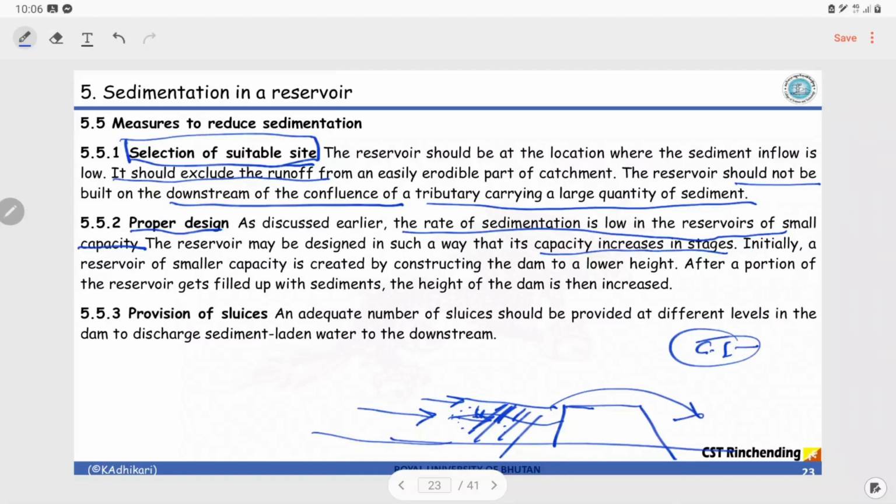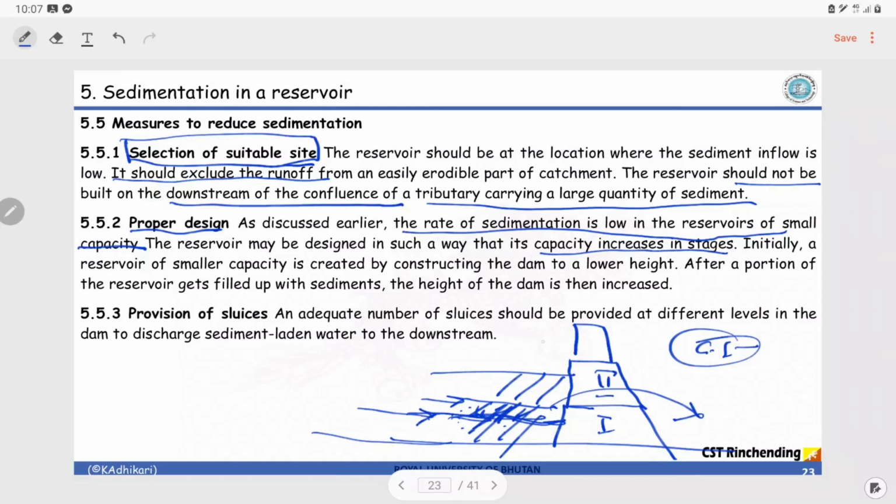Next, once the useful life of this small dam is over, they construct another dam over this. This is part 1, this is part 2. Next stage, again this will be your normal bed. Again the capacity is low, therefore the sedimentation is going to be low. Again, in the third stage, you would construct like this. That's how they do it in stages to reduce the sedimentation.